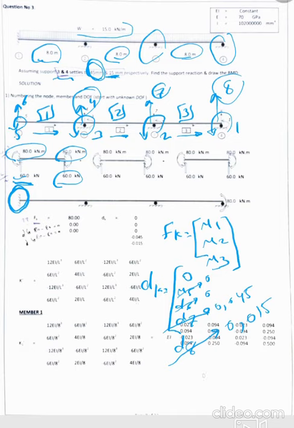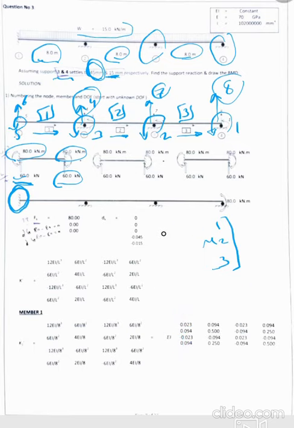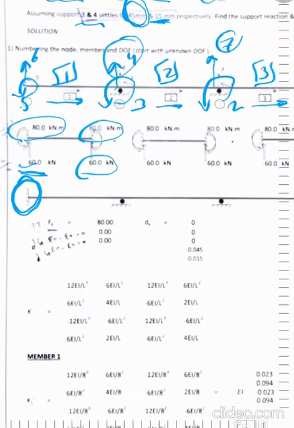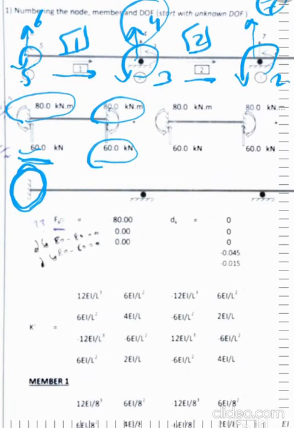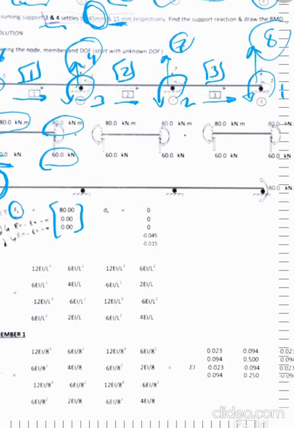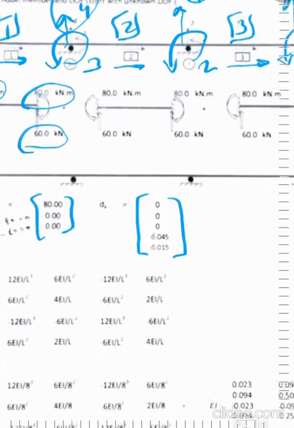Okay, then make your matrix depending on the beam matrix. In the beam matrix, actually, it's different from frame and truss. So just to show you, I hope it's clear. This is K noun, and this is the dk.